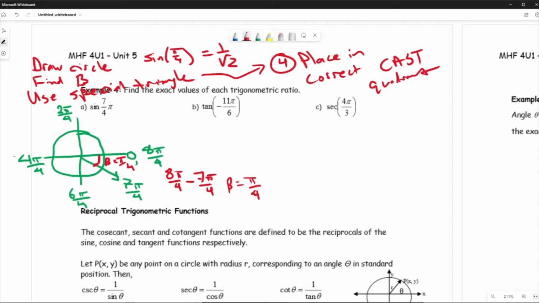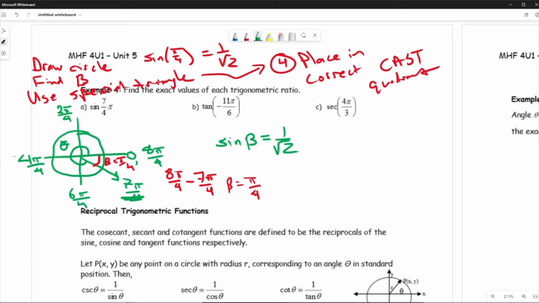Okay, so let's go through. Step 1, I drew the circle. Step 2, I found beta. Beta is the angle that your angle makes with the x-axis. So remember, the angle that we're drawing here is this one, the big one, the outside one. 7 pi over 4 goes up to 2, over to 4, down to 6, and then over to 7. Stops here at 7. Beta is the angle with the x-axis. That's here. It's pi over 4. Now I know that sine of beta is 1 over root 2. Okay, that's the answer.